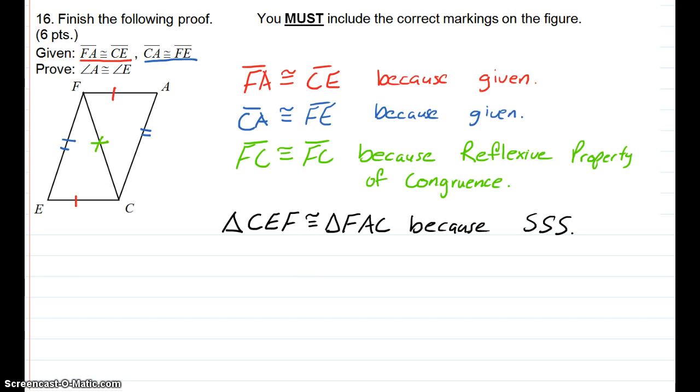So now go back and figure out what we're trying to prove. And we're trying to prove that these two, angle A is congruent to angle E. Well, since I've shown that the two triangles are congruent, that means the parts of the triangles are congruent. So now I can write angle A is congruent to angle E because corresponding parts of congruent triangles are congruent. So the shortcut is CPCTC.